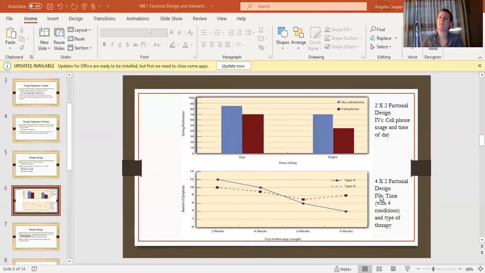Down here, we have a 4x2 factorial design. So again, that's saying that we have two independent variables, but one of them has 4 conditions, as opposed to what we've been dealing with up to this point, with 3 or 2. And the other independent variable has 2. So we have time, with its 4 conditions, as independent variable number 1, and the type of therapy as independent variable number 2. And our dependent variable, as indicated by the y-axis over here, is the number of symptoms that participants are displaying. So we have our time with its 4 conditions on the x-axis.